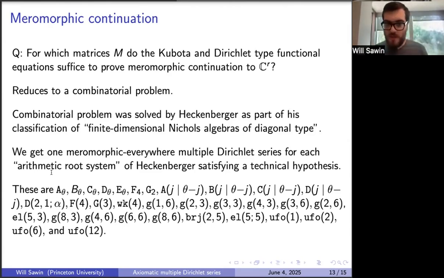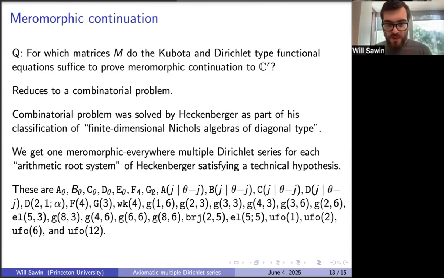But even with the technical hypothesis, there are lots and lots of examples. All you have to do is go down this list that Heckenberger created and just cross off all the examples that don't satisfy the technical hypothesis, and you get this list of multiple Dirichlet series. So I've written this list for you right now. I don't expect you to understand this list or find it particularly enlightening, but let me just explain some properties of it.